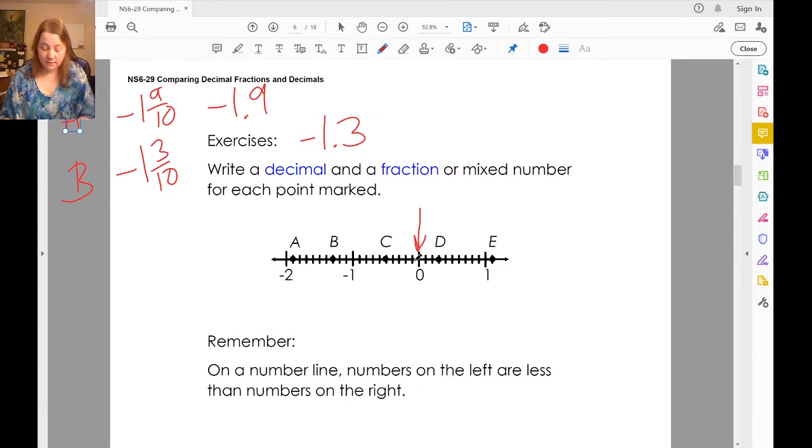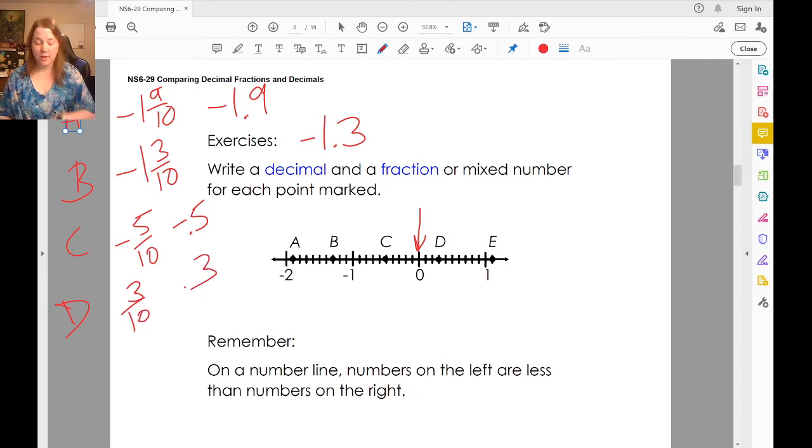Letter C, 1, 2, 3, 4, negative 5/10, or just negative 0.5 as a decimal. Letter D, we're getting into the positives now, is 3/10 away from 0 in the positive direction. So that's 3/10 or 0.3. Letter E is 1 full jump and another tenth. 1 and 1/10, this is going in a positive direction, or 1.1.